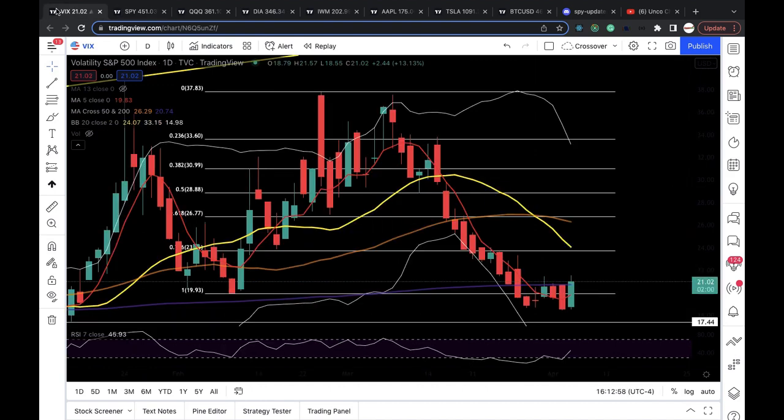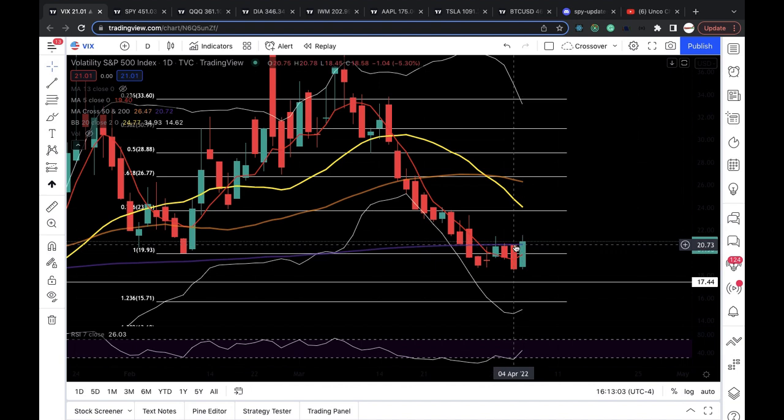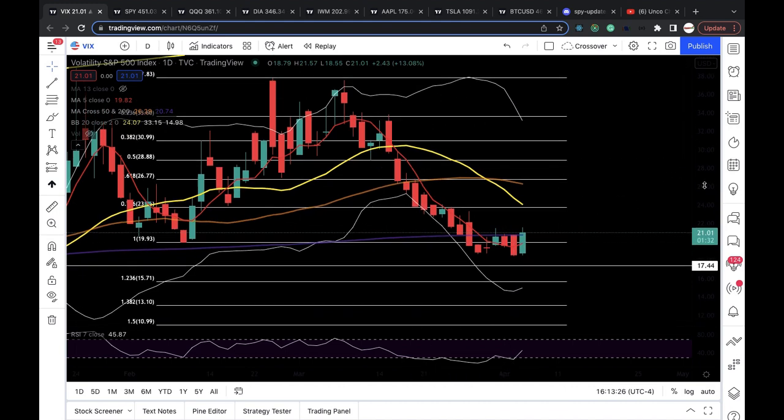Taking a look at the VIX now. That is a bullish engulfing candle, and it also recaptured the 200-day moving average at 20.72. It closed around 21, or it's about to close in about a minute around 21. This is bullish. That's a bullish sign: a bullish engulfing candle, recapturing some critical levels. So as long as the VIX continues to look bullish, we've got to be careful if you're a SPY bull. They inverse each other, as I always say.